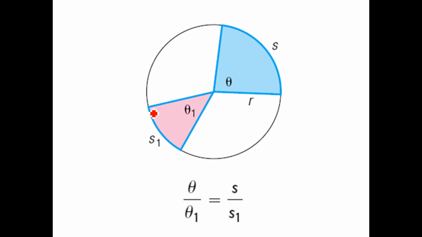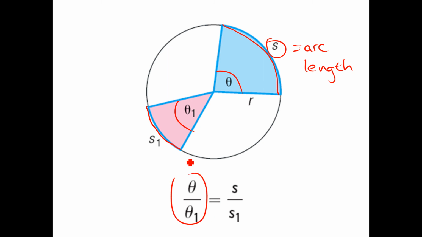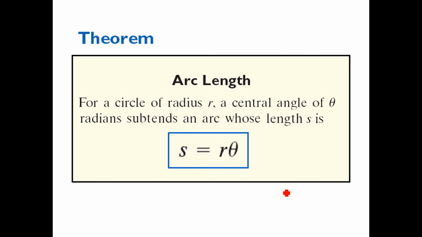All right, so the arc length is the distance along the edge of a circle. And we're going to call that S. S is the arc length, the distance along the edge of the circle. All right, and so the way you do it is you use ratios. The ratio of one internal angle, theta, to another one, theta 1, is going to be the same as the ratio between S and S1. And we have a formula here for the arc length, S equals R theta.